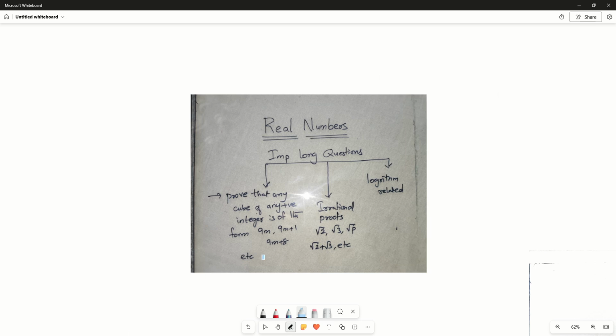The important questions from the real numbers chapter are as follows. We might get questions where we have to prove that any positive integer is of the form 2m, 2m plus 1, or 2m plus 3, or questions like prove that the cube of any positive integer is of the form 9m, 9m plus 1, 9m plus 8.